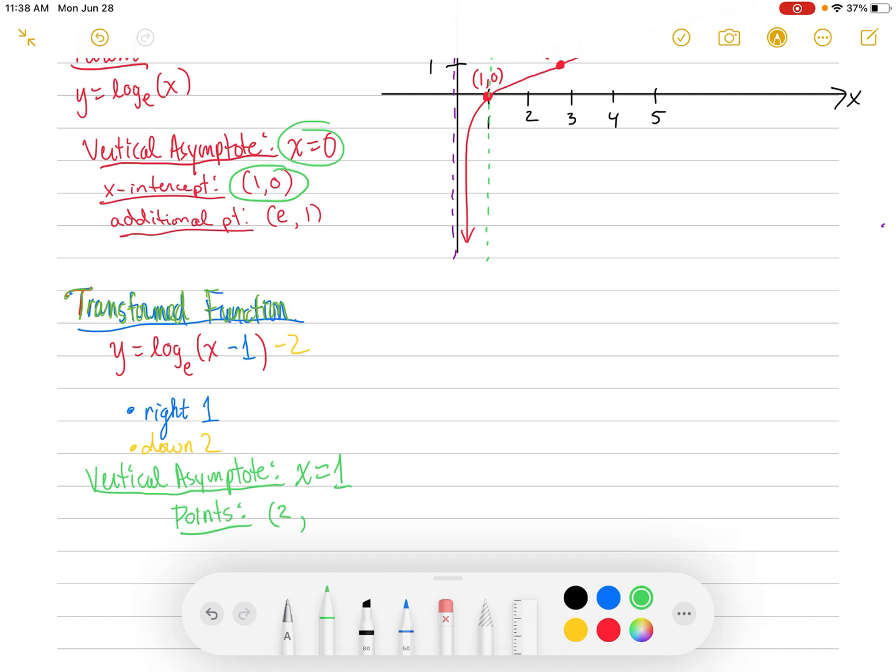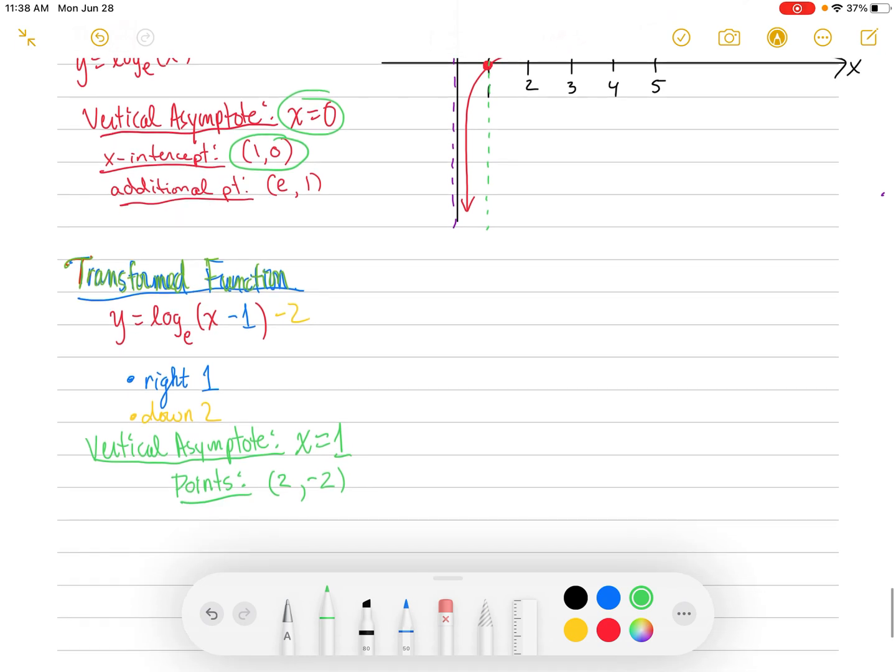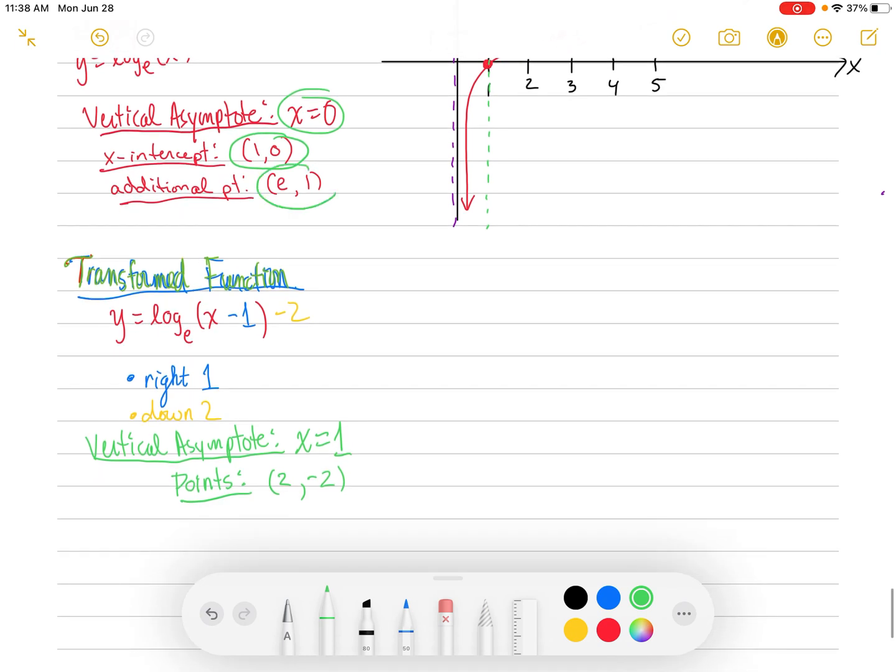Did I do that right? No, I didn't do that right. So I add 1 to the x value, I get 2. Okay, so we add 1 to the x value. It was 1, it now becomes 2. And we subtract 2 from the y value, it was 0. We're subtracting 2, it's becoming negative 2. Okay, (2, -2). That's a point.